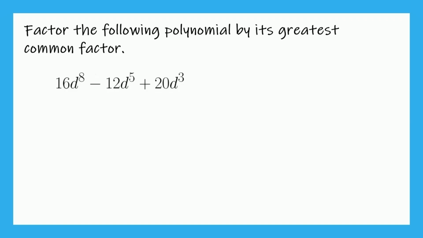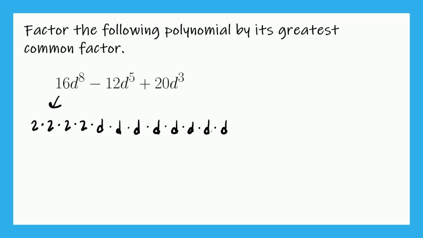So let's do a complete factorization, first of all, of 16d to the 8th. Well, 16 as a prime factorization is going to be 2 times 2 times 2 times 2, just like that. And then d to the 8th, completely expanded, is going to be d times d times d times d, there's 4, so 4 more, times d times d times d times d. 1, 2, 3, 4, 5, 6, 7, 8 d's.